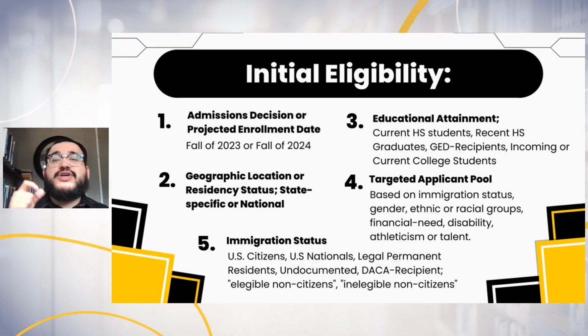Initial eligibility is one of the first things that you need to be able to understand, because this really helps you understand whether or not the opportunities are worth your while in the moment you're doing your research. You need to figure out, one, what requirements do they have surrounding an admissions decision or projected enrollment date. Some are going to explicitly ask you from the start for proof of an offer of admissions or proof that you've already enrolled in a college.